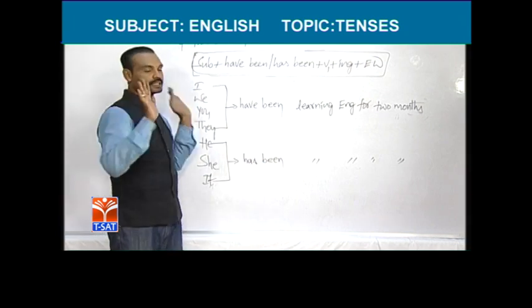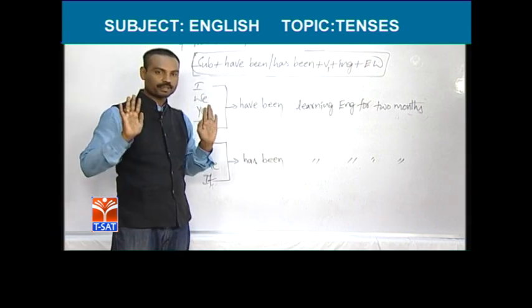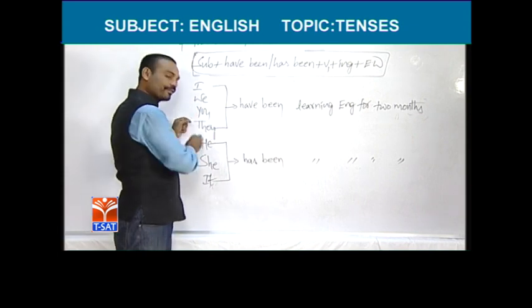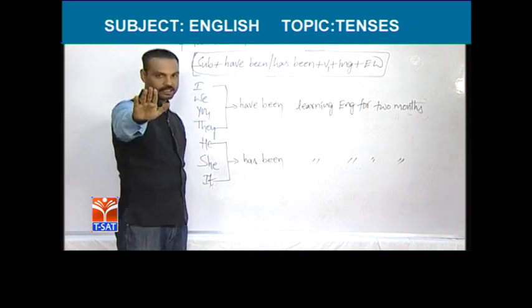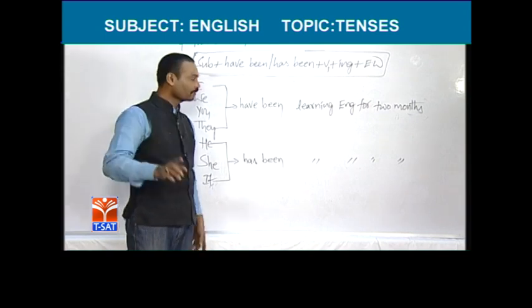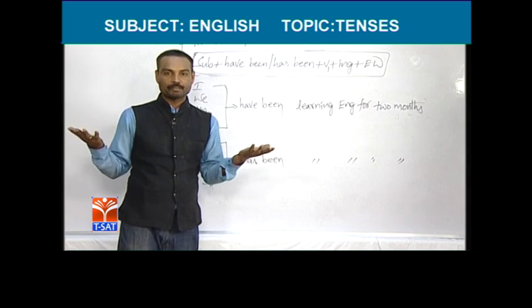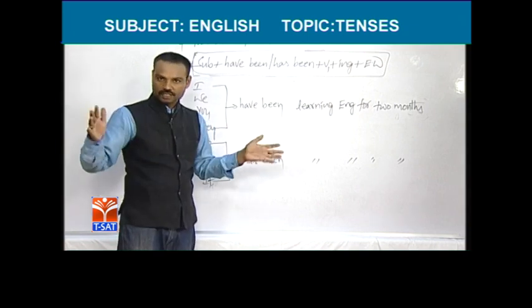Okay, this is the process of writing sentences in present perfect continuous tense. After I, we, you, they, we should use have been. After he, she, it, we should use has been. I am telling you, don't forget it. If you learn one example well, you can frame a number of examples. Just keep changing the verbs.